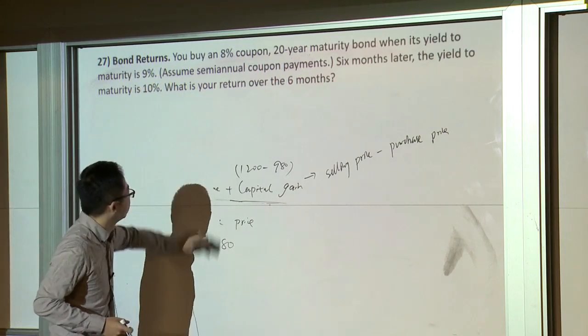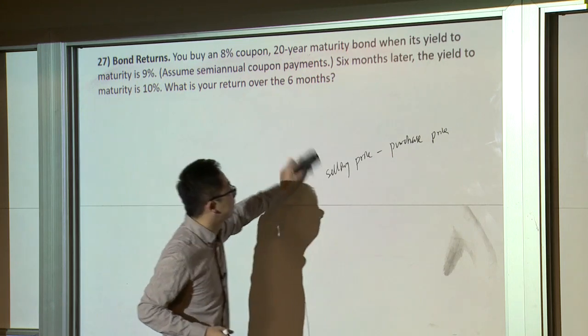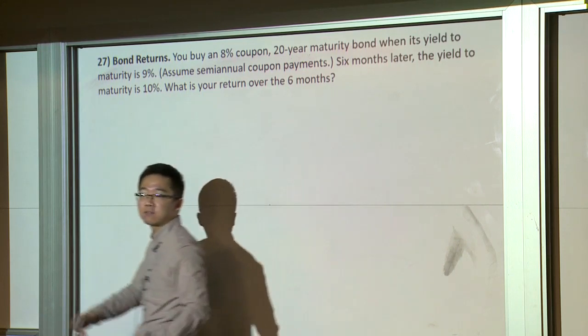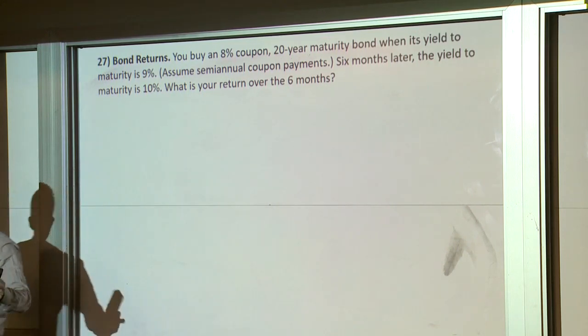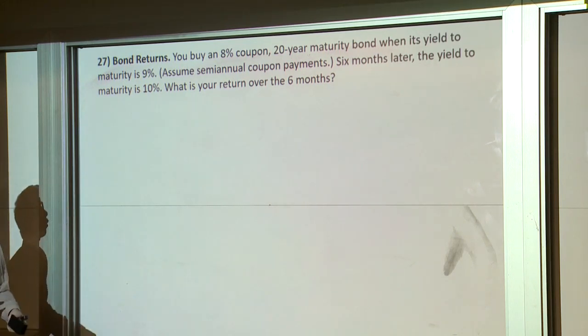Next one, 27. This formula applies not only to bonds, it applies to any financial asset. The return that you get from the current period has two parts. One comes from the current income. The other part comes from capital gains. So we're going to have another question about stock to show that this formula also applies.